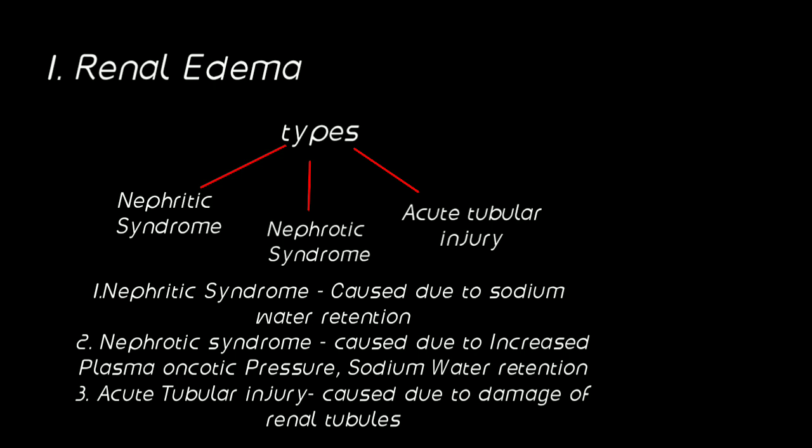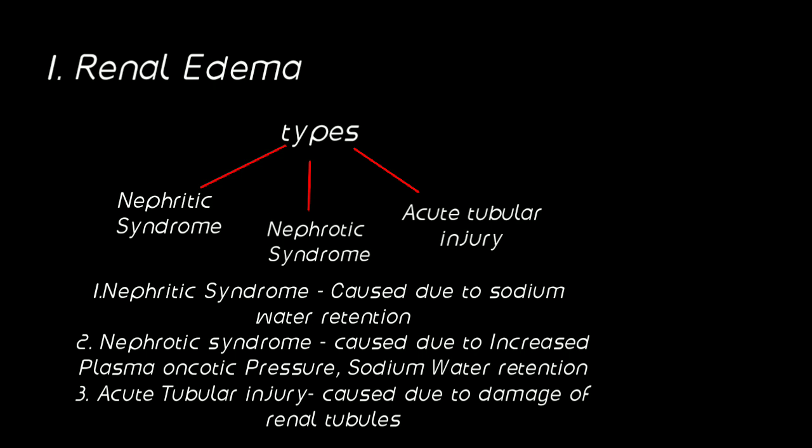In case of nephritic syndrome, it is caused due to the excessive reabsorption of sodium and water in renal tubules due to the renin-angiotensinogen mechanism. And in this, distribution of edema is mainly in loose tissues like face, eyes, ankles, and the genitals. Next is nephrotic syndrome. Nephrotic syndrome is caused due to the decreased plasma oncotic pressure and increased sodium water retention. In this, the distribution is in subcutaneous tissue as well as visceral organs.